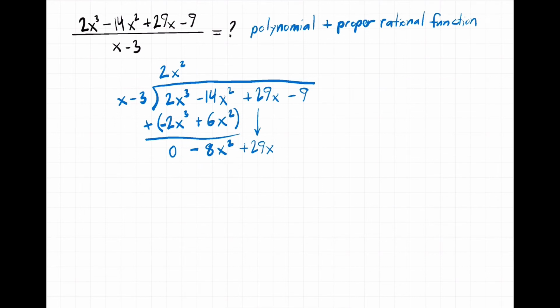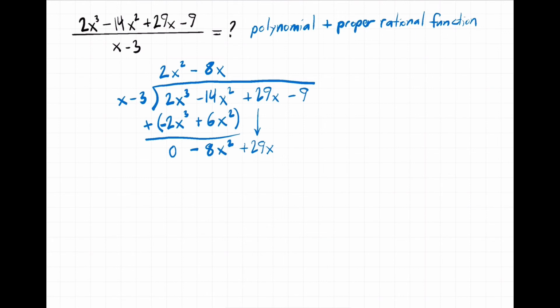And the answer is, I need to multiply x by negative 8x to get negative 8x squared. Don't forget that negative there. It's going to be negative sometimes. So I can multiply x, which is the first term of my divisor, by negative 8x, and that gives me my first term of my dividend that remains.